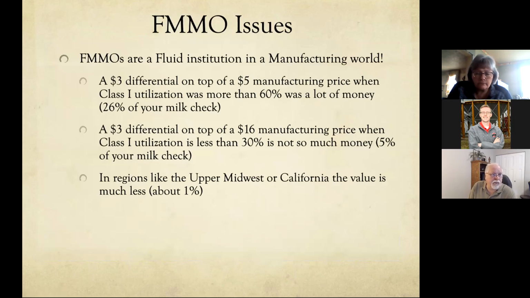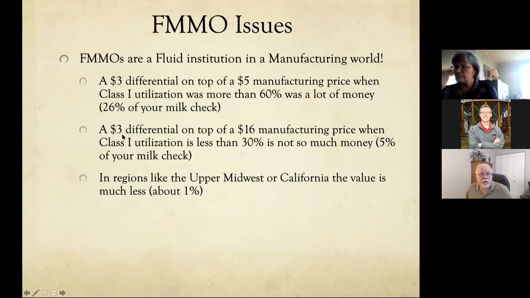What are the issues? I'm trying to wrap up now. Federal milk marketing orders were really built around fluid milk plants way back in the 1930s. And what we've got is the mechanism and the ideas of a fluid milk institution that's trying to operate in effectively a manufacturing milk world now. So this $3 differential that we used to have on top of a $5 manufacturing price, when class 1 utilization was more than 60%, represented a lot of money. It was 26% of your milk check. Even if we had paid on a basis of components and PPDs back then, which we didn't, you would not have had negative PPDs because there's a lot of money coming from class 1.